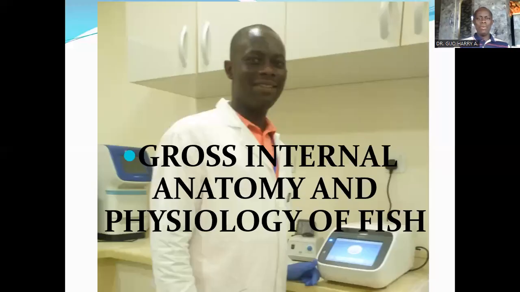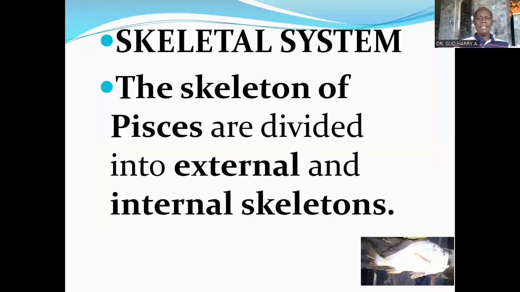So today's lecture will be on the gross internal anatomy and physiology of the Pisces. The first internal anatomical feature we want to look at is the skeletal system of the Pisces. The skeleton of Pisces is divided into external and internal skeletons. So the Pisces have an external skeleton, and they also have internal skeletons.